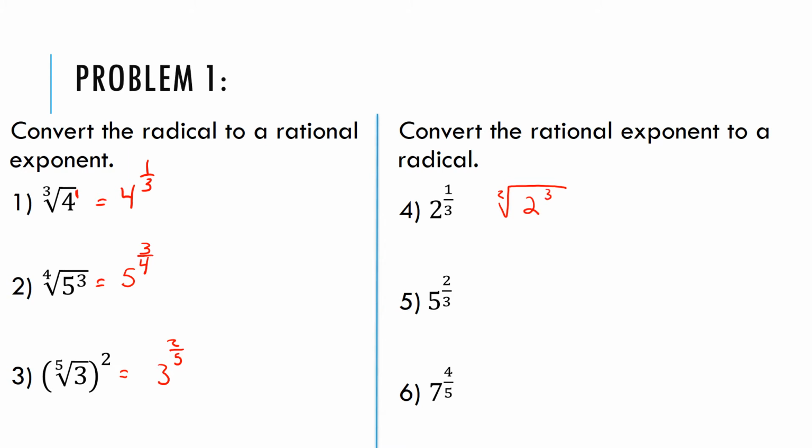Second one, the third root of 5 to the second. And then the bottom one, the fifth root of 7 to the fourth.